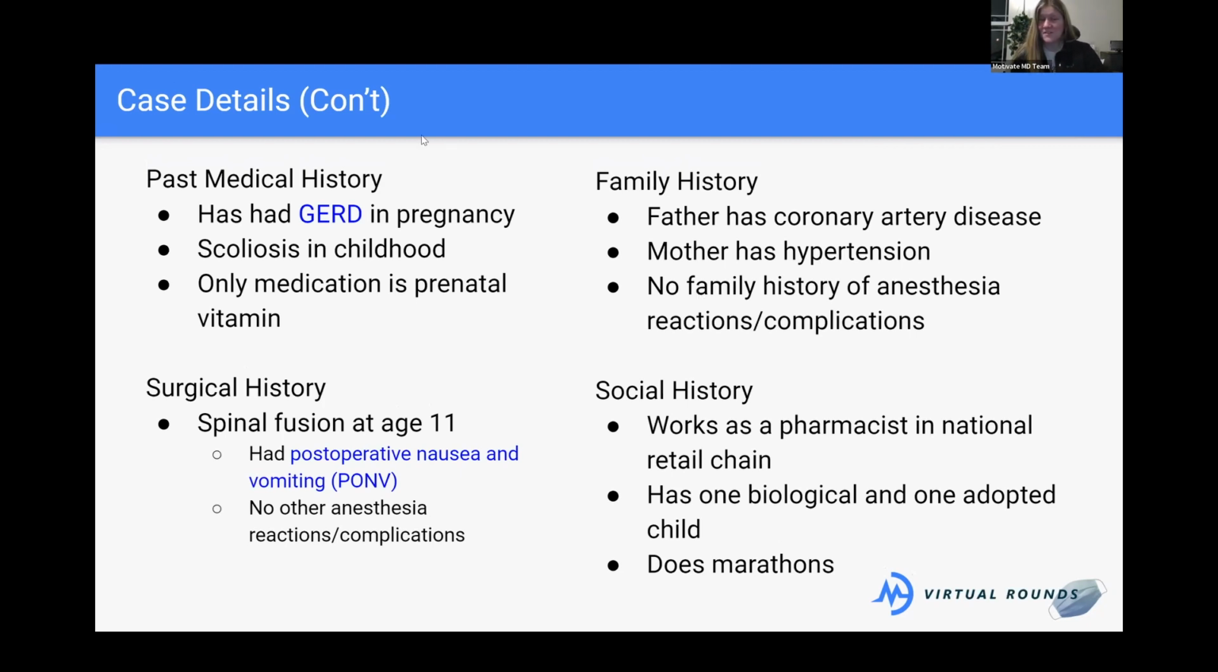For a little bit of social history, this is great just for establishing a bond and getting rapport with a patient, but also good to have for other things as well. She works as a pharmacist in a national retail chain. She has one biological and one adopted child, and she does marathons. So this can tell us maybe that she's in pretty good cardiovascular fitness.